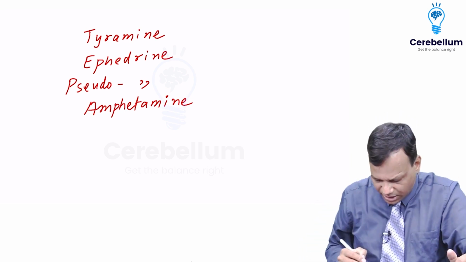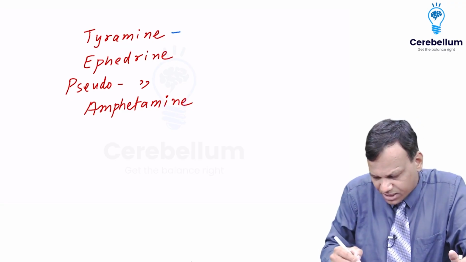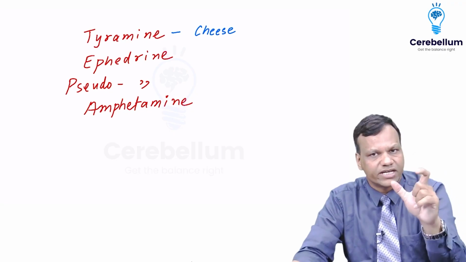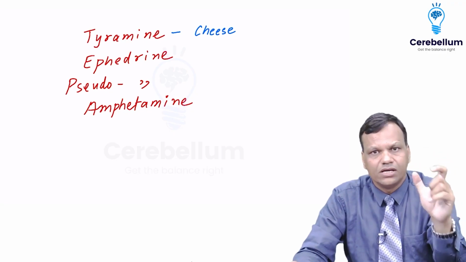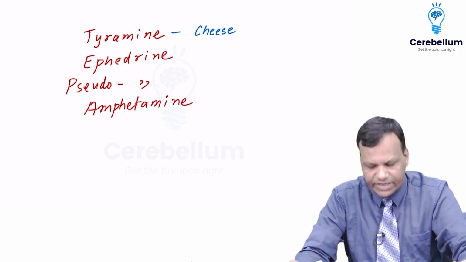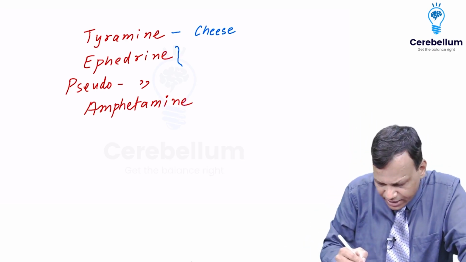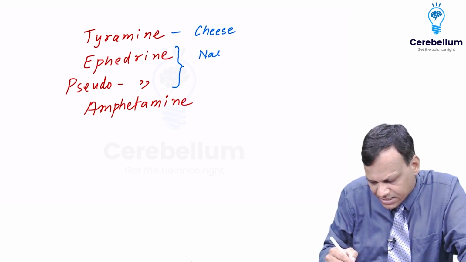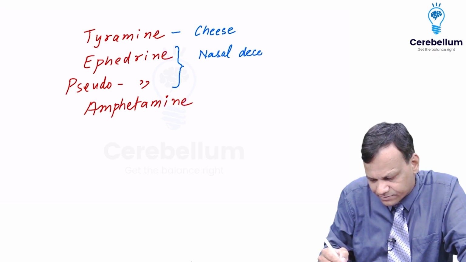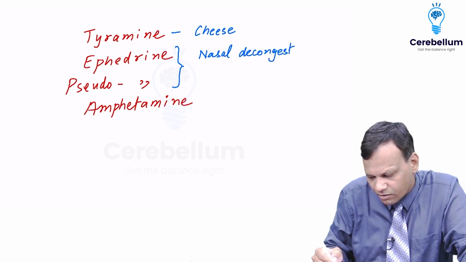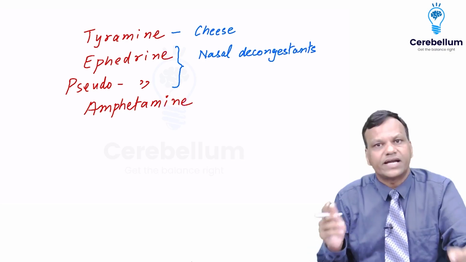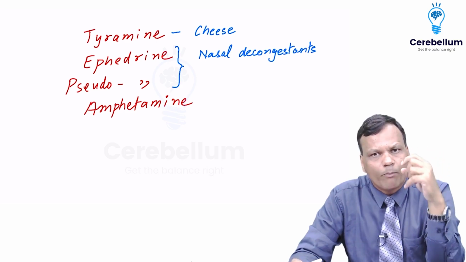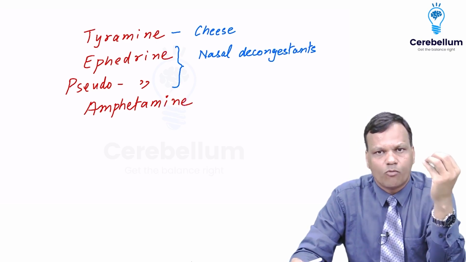Now about these drugs, starting with tyramine. Tyramine is present in large quantities in cheese. Cheese contains plenty of tyramine. Okay, so we will discuss the importance a little while later. Next, ephedrine and pseudoephedrine. These are mainly used as nasal decongestants. Now, what do you mean by nasal decongestant? In simple language, they open the blocked nose.